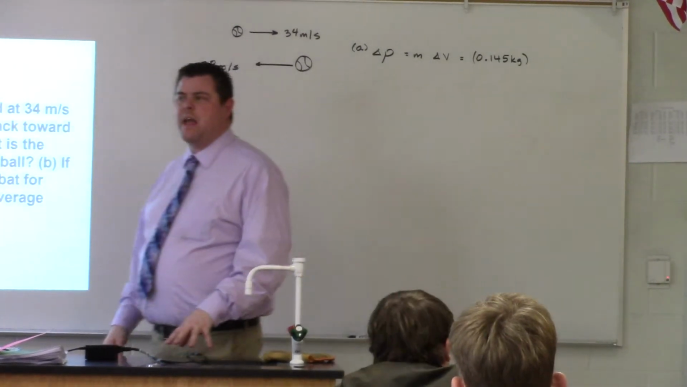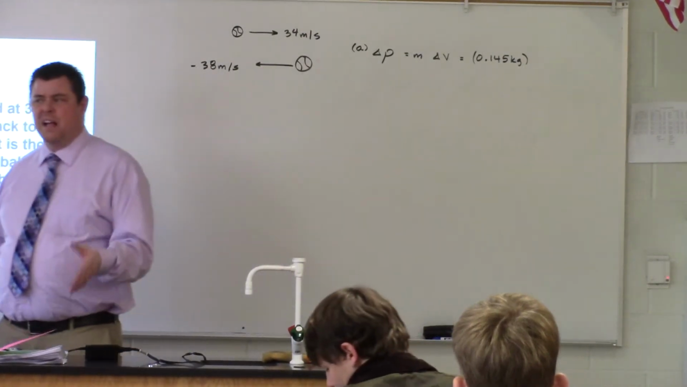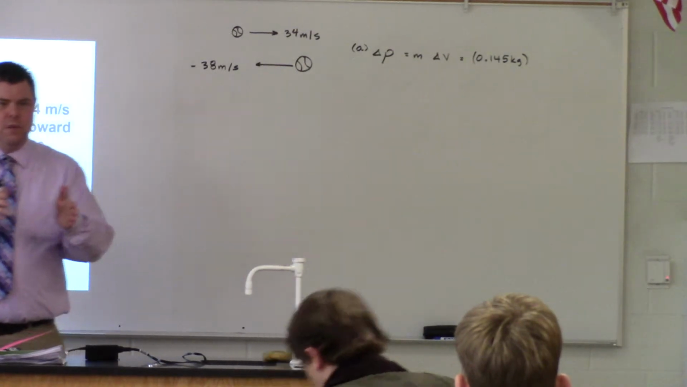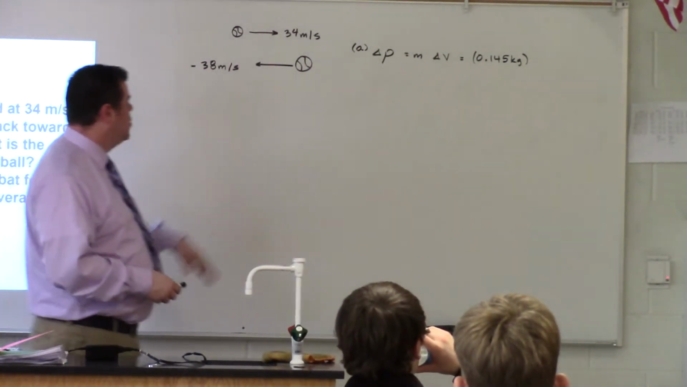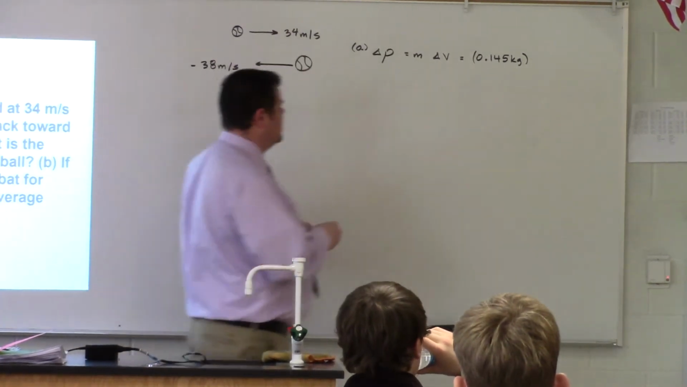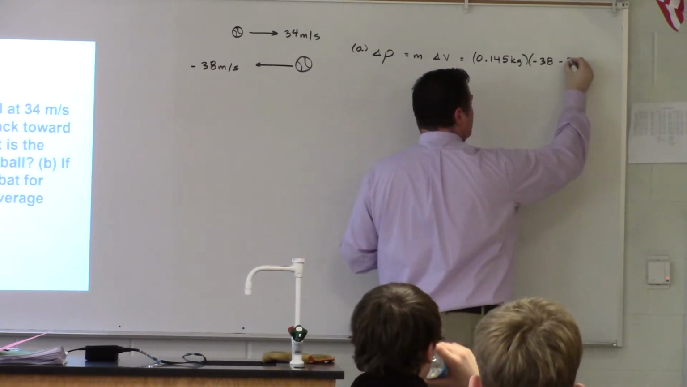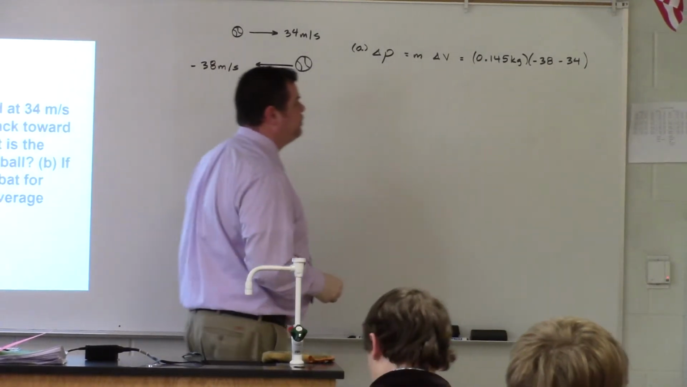This is where the direction does make a difference. If you just took 38 minus 34 and got an answer of 4 meters per second, that's not enough. The velocity changed by a lot more than 4 because it went from 34 to 0 to 38 in the opposite direction. So anytime you find the change of something, you look at the final minus the initial. So we've got negative 38 minus 34 meters per second.